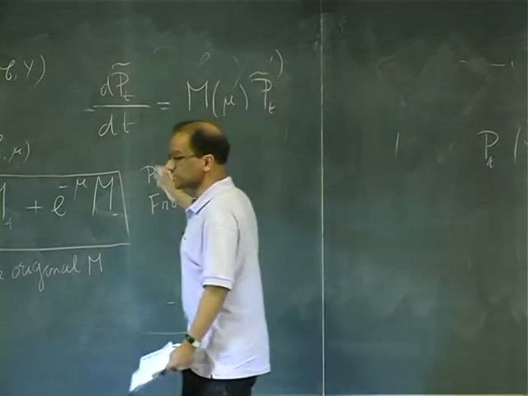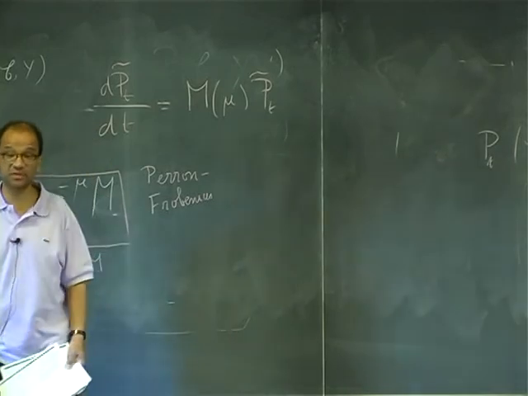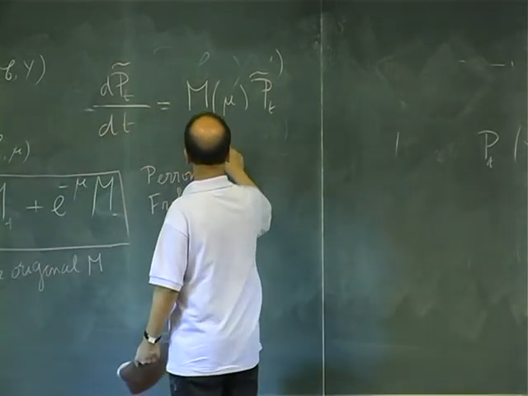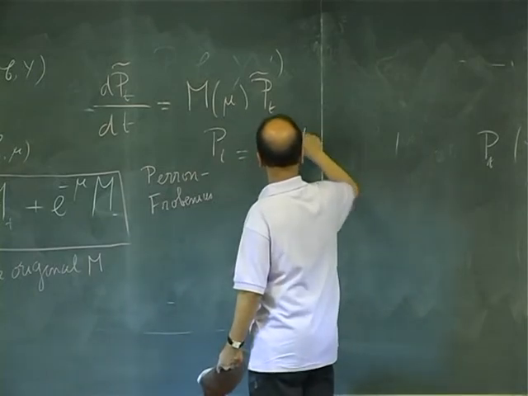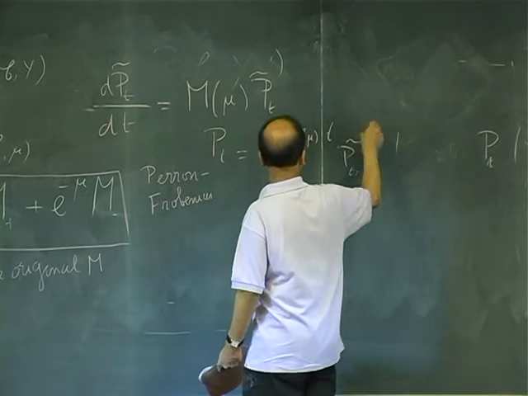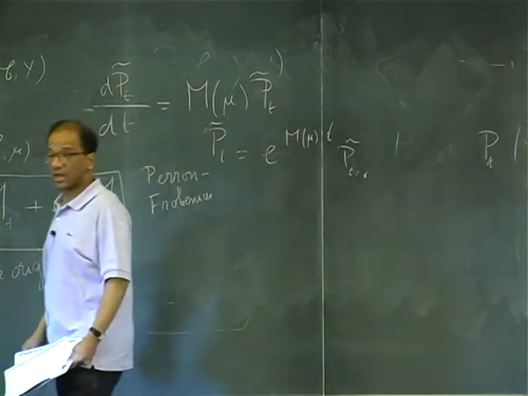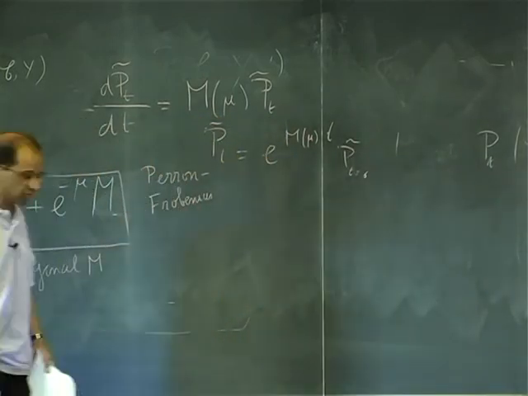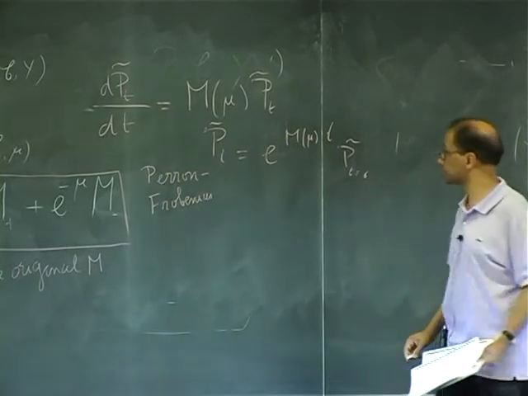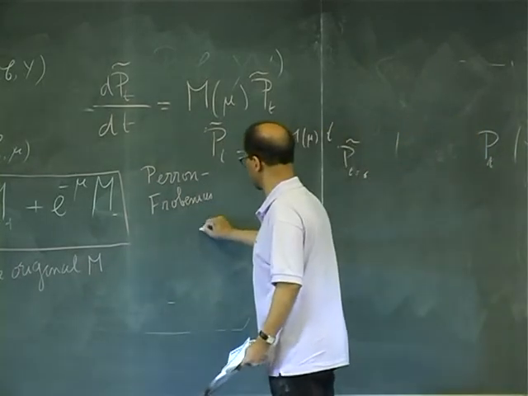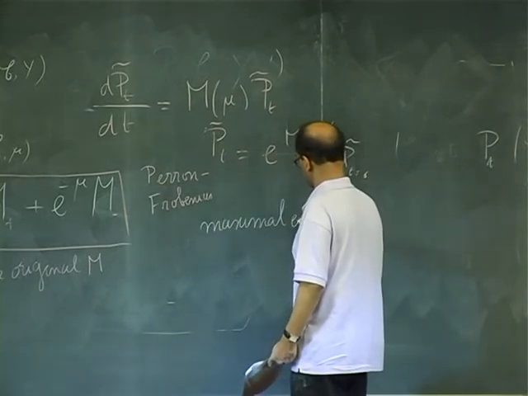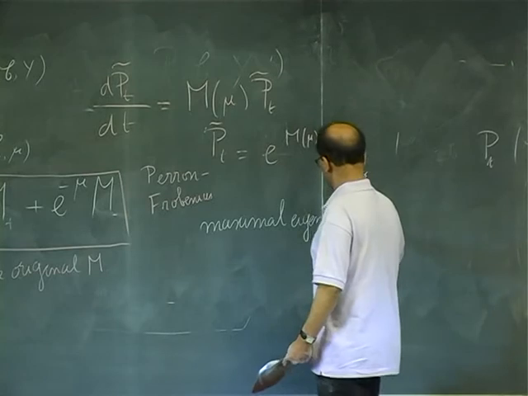Okay, so I can still solve it by taking the exponential of this matrix. So the solution is still given by P_t equal to exponential of m of mu t, P_t equal to 0, twiddle. And because the Perron-Frobenius theorem tells us that there is a unique dominant eigenvalue, so there is a maximal eigenvector and a maximal eigenvalue that I will call E of mu.